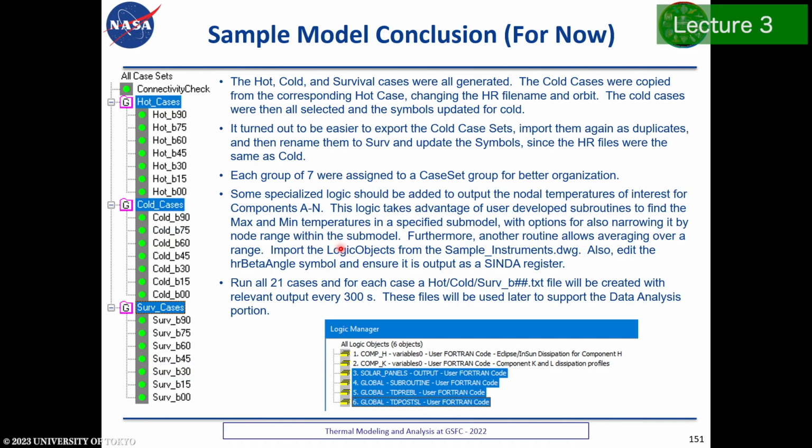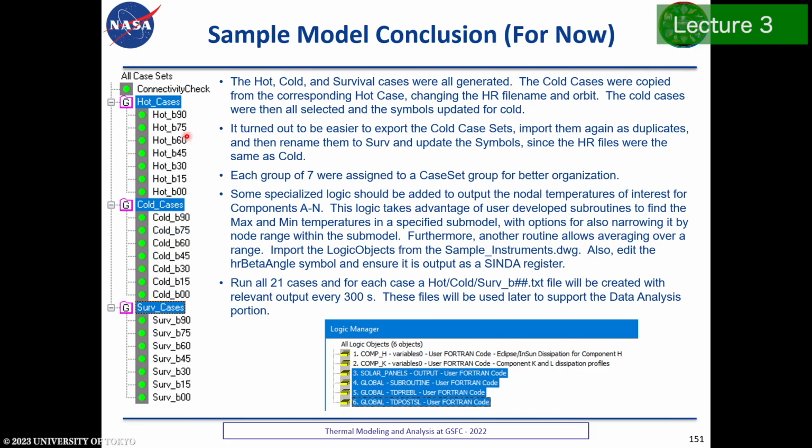So this was the conclusion here. We basically get to 7 hot cases, 7 cold cases, 7 survival cases. In this case, I took all the hot cases, exported them, and then imported them back in, and then renamed and changed the things as I needed to. That made it easier than having to spawn each one separately again, when the only thing that changed between here and here were a couple of things. So sometimes it can be easier to export case sets and re-import them back in and then modify them when you have a bunch to do, rather than trying to copy them one at a time.